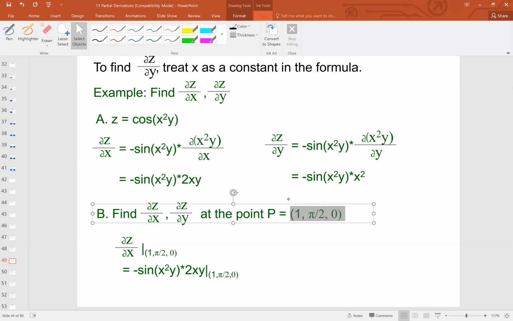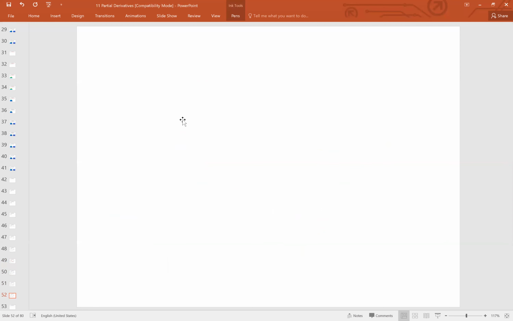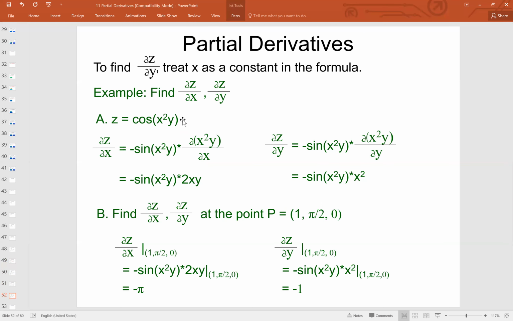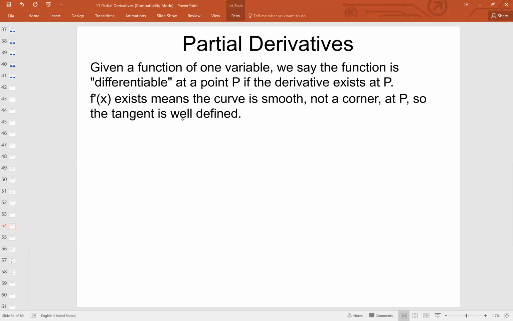Well, it should be noted, when I plug in x equal to 1 and y equal to pi over 2, z is going to be 0. Okay, I'm going to get z equal to 0. So this is a point on this surface. And the numbers I get from here are the slope in the x direction, and these are the slope in the y direction. So that's the geometry.